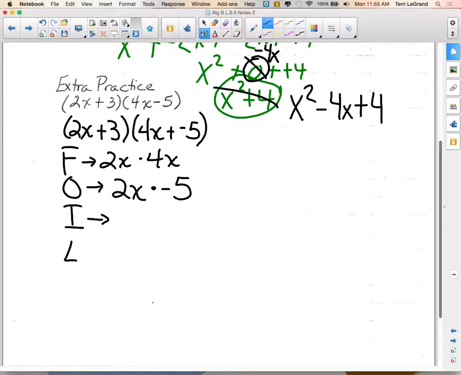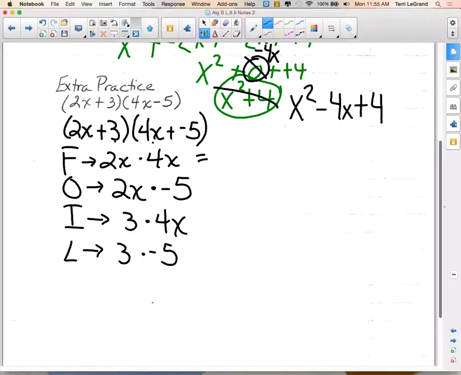Devontae, how about the I step? 3 times 4x. I stands for inside, inside, inside. 3 times 4x. And the L step, Calvin, coming back to you. L stands for last. Okay. Last. And so what would that be? Negative 5 times 4x. No, the other last one. Oh, 3. The last of each term, of each polynomial, that's what it means. So 3 times negative 5.